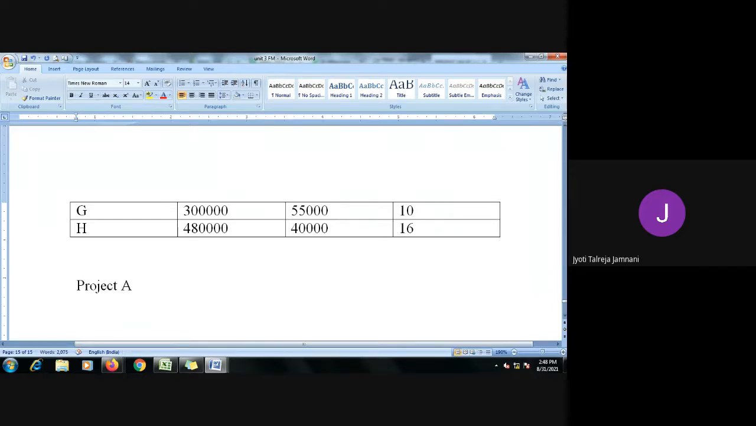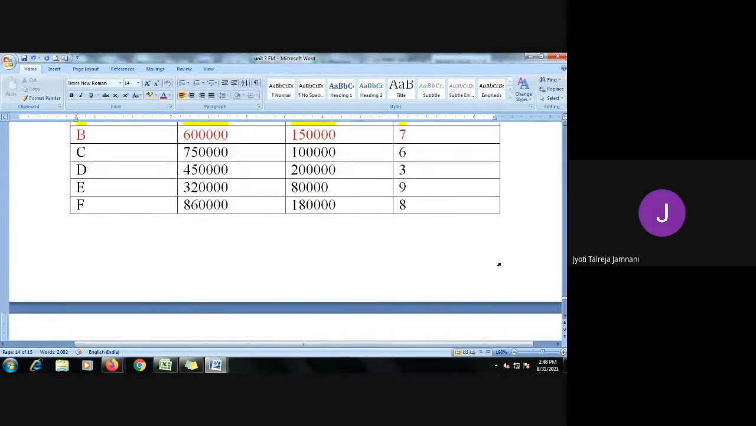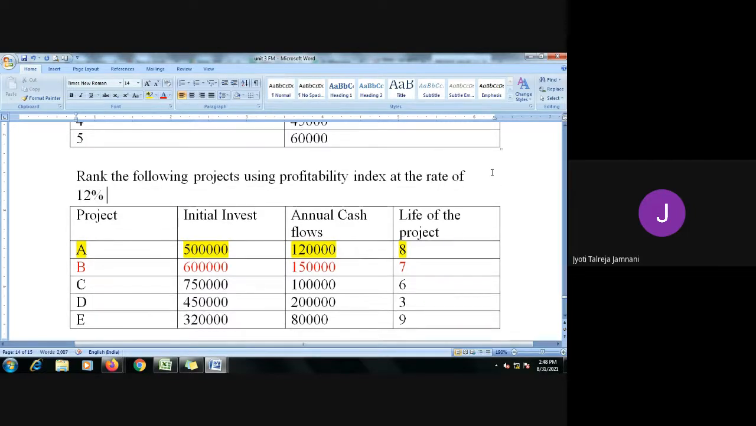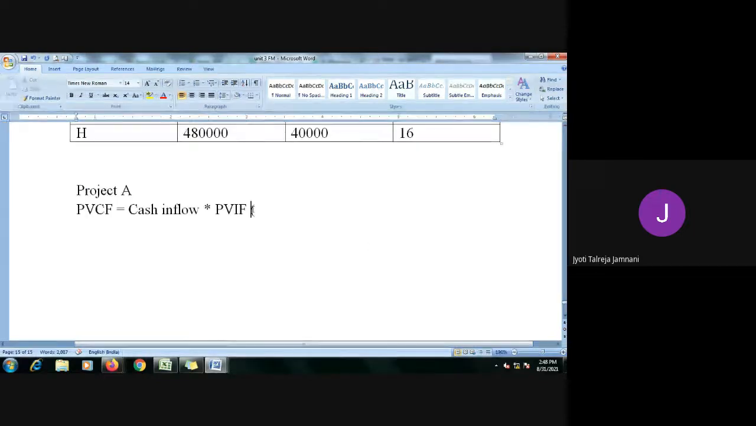Okay, project A, we have to find present value cash flows, which is equal to cash inflow into present value interest factor. At what rate? Have they given the rate here? Just a minute. I think I forgot to write the rate there. 12%. At the rate of 12% we have to find. Okay. So at 12% for 8 years.